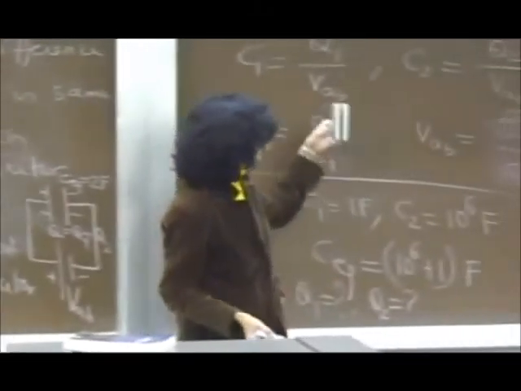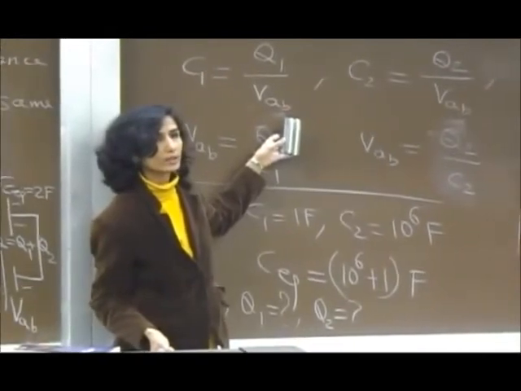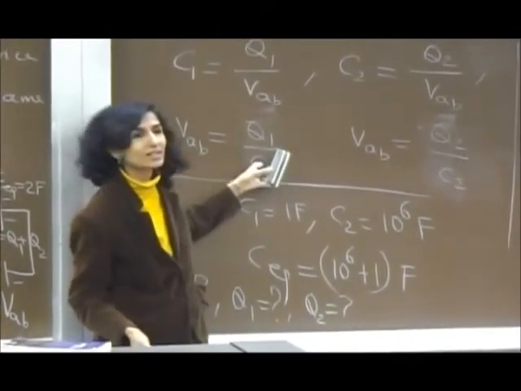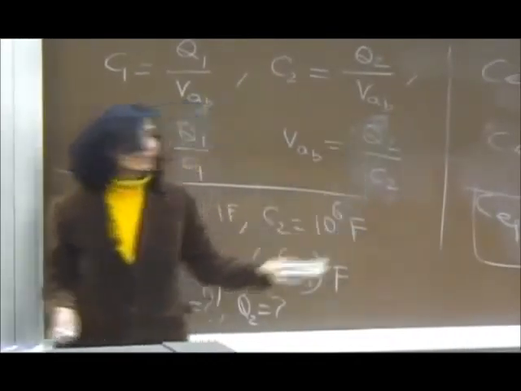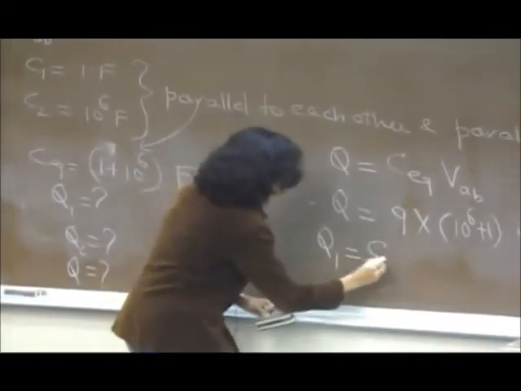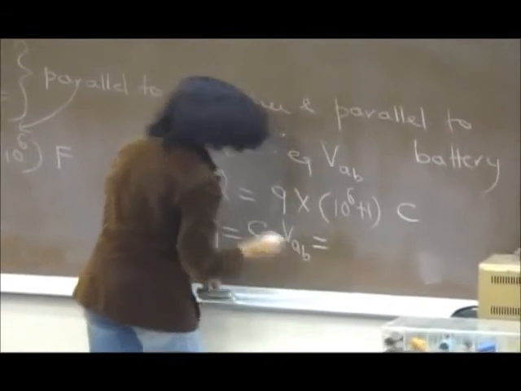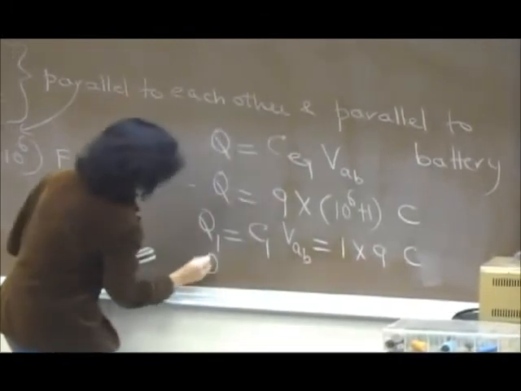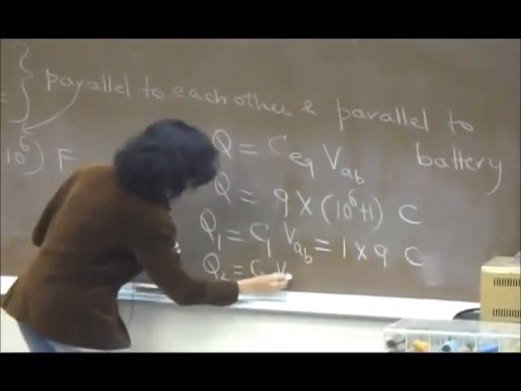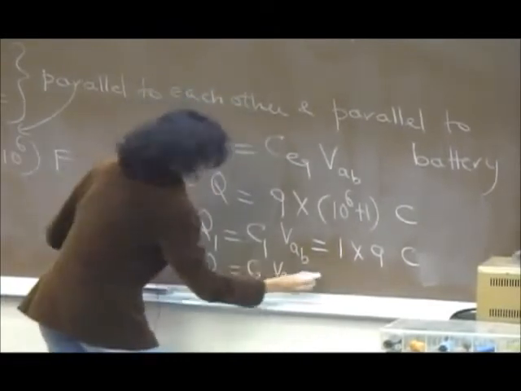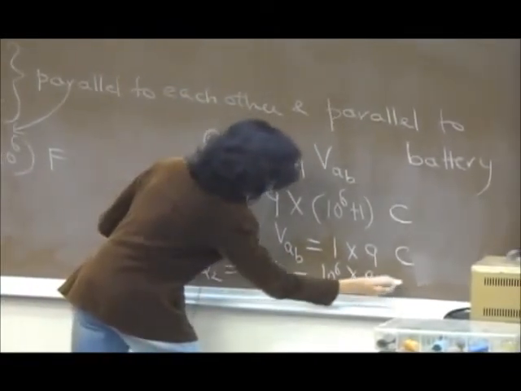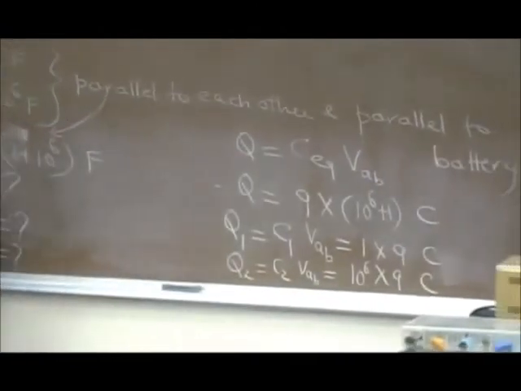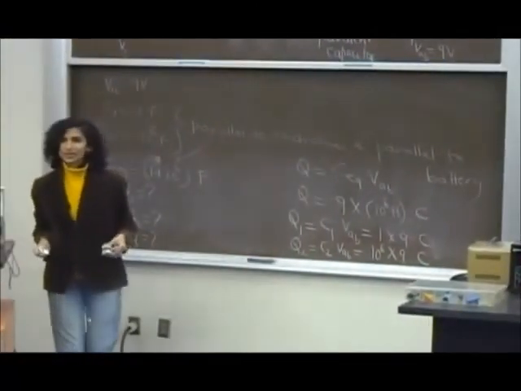Okay, what about the other thing? Can we figure out what Q1 is? How do I find Q1? Can I say Q1 is equal to VAB times C1? Yeah, and Q2 is equal to VAB times C2. So Q1 will be C1 times VAB, which is 1 farad times 9 volts, this many coulombs, and Q2 will be C2 times VAB, which is 10 power 6 farads times 9 volts, which means 9 times 10 power 6 coulomb. Boy, that is some kind of charge.